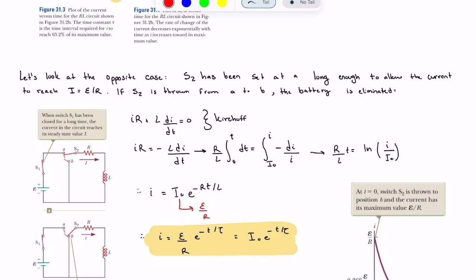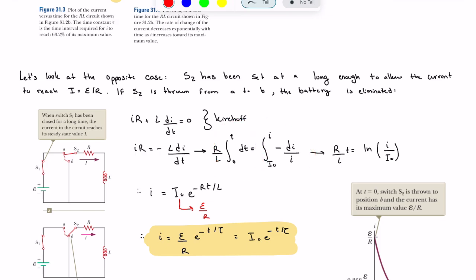We're going to again use Kirchhoff's loop rule, where we have I times R plus L dI over dt equal to 0. Put them on either sides, you get this: IR is equal to negative L dI over dt. We're going to do the same thing: put everything that has a time onto one side, everything that has a current onto the other side.